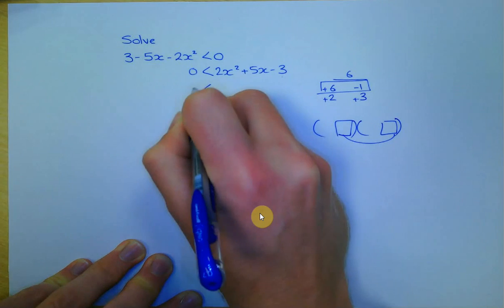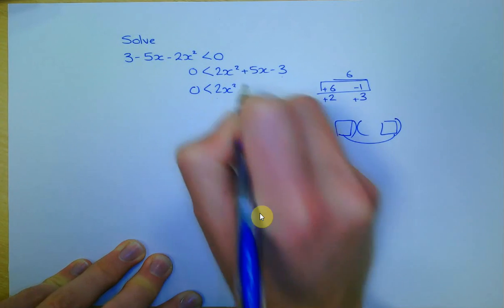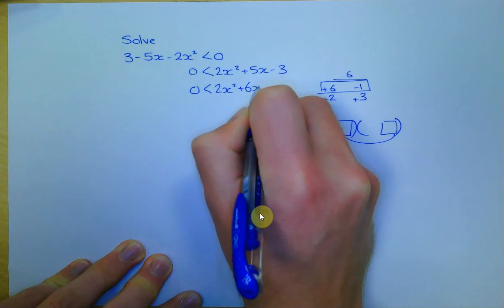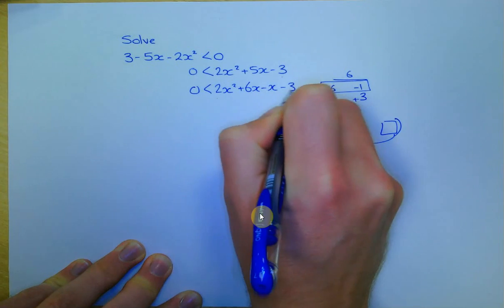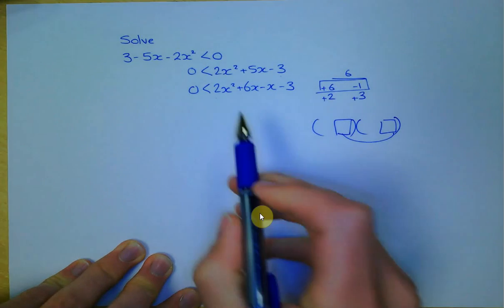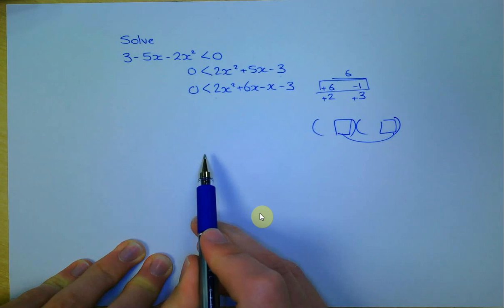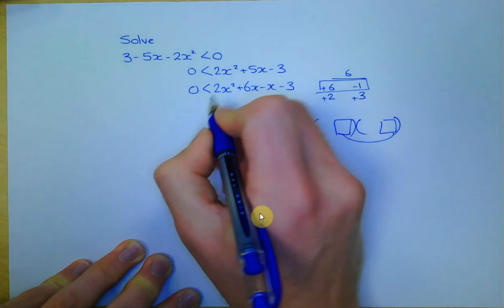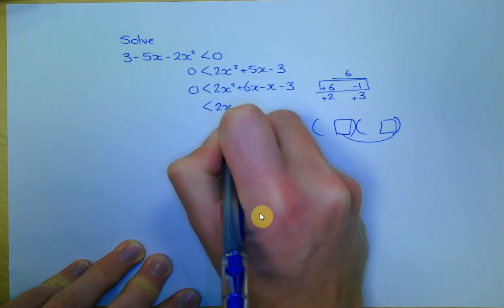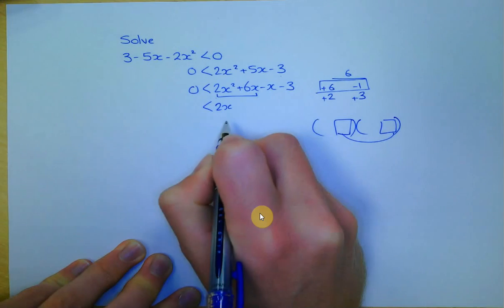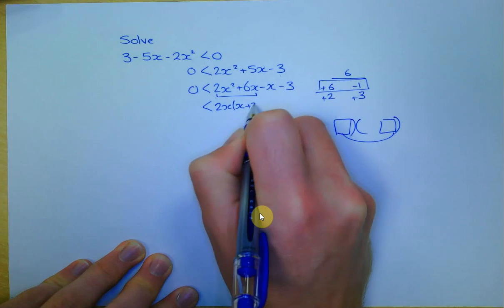So I'm going to keep it all nice and tidy. So plus 6x minus x minus 3. Now what a lot of students do, they lose their structure here. Keep my inequality signs in a nice line, just like your equals would be normally. And just take your time with it. So we're going to factorize these first two terms. So we get x plus 3.